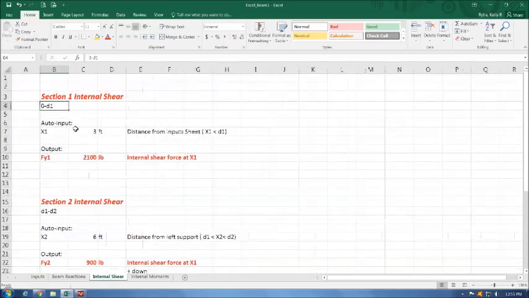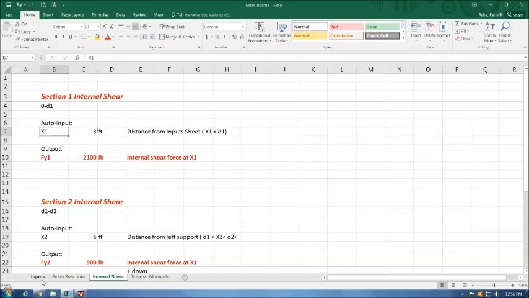So my internal shear. I call this an auto input because it's pulling this number right here from my first sheet. It's going to set it equal to D1 because that's my extreme number. That's as far as I'm going to go. For my shear forces in this case, they're going to be the same no matter what length I'm at up until that D1. Then it's going to change. So I have it set at 3 right now, and it's that distance from earlier.